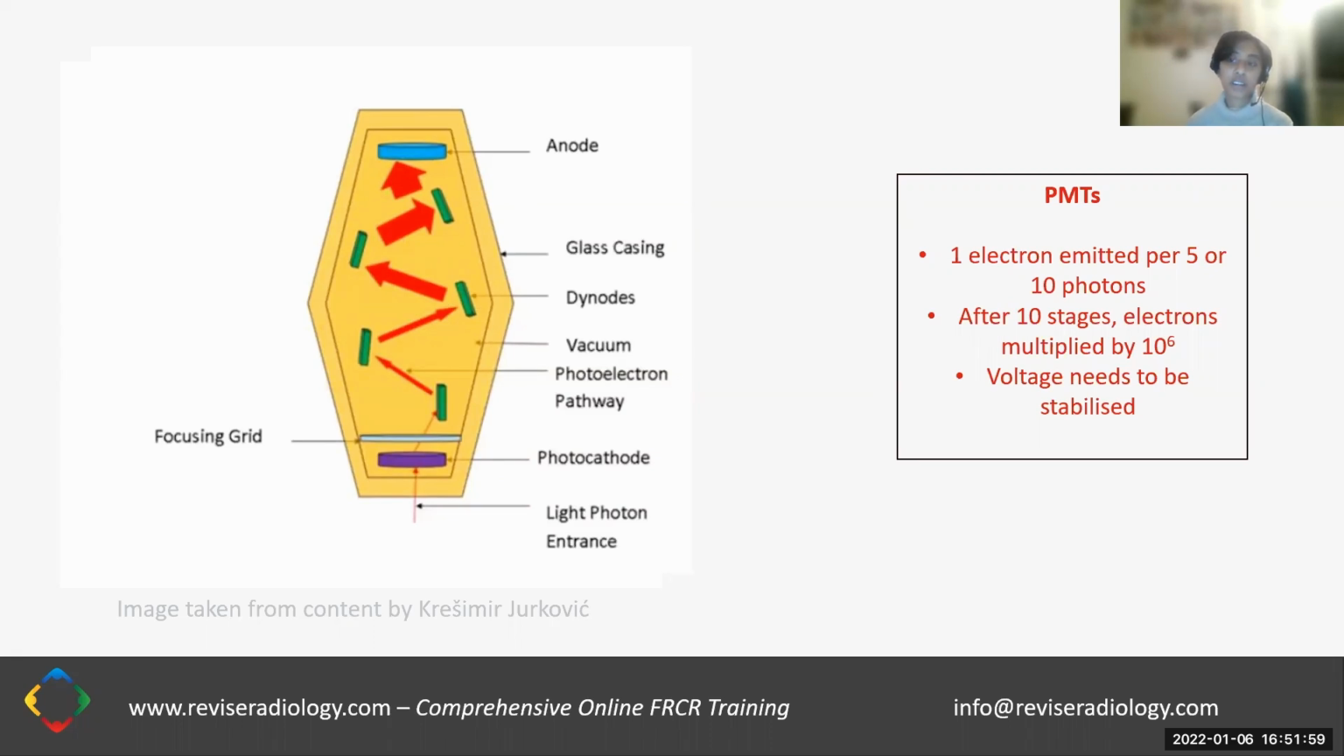Each dynode is going to produce 4 electrons for every 1 electron. So after 10 stages, we get 4 to the power 10 magnification of the number of electrons. That's around 10 to the power 6. And then all of those electrons are going to be picked up and turned into the image.